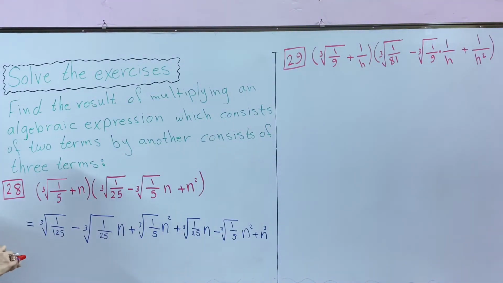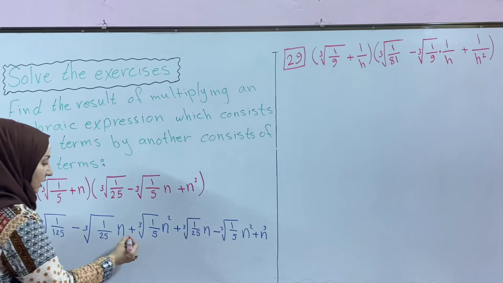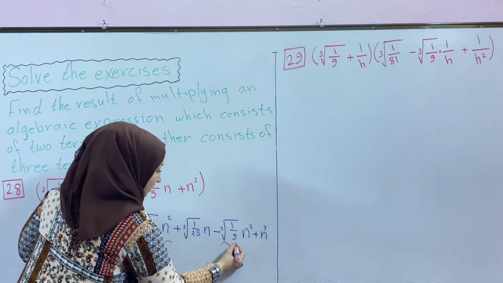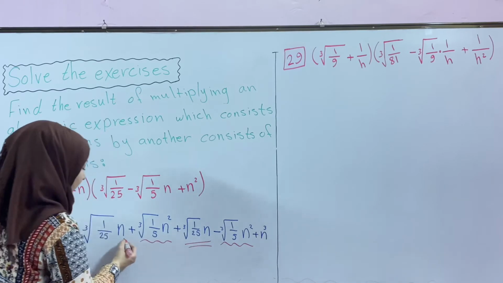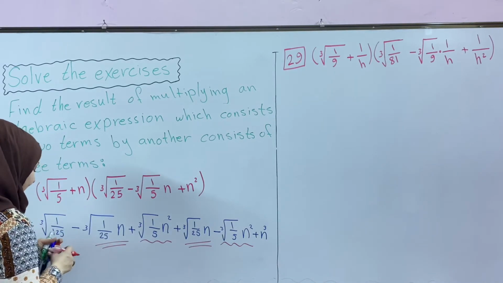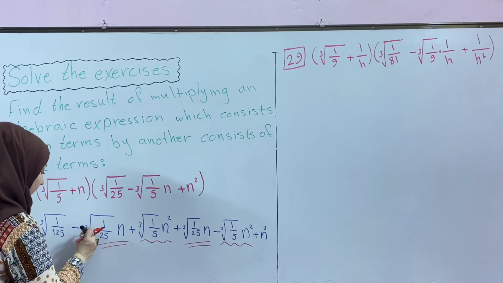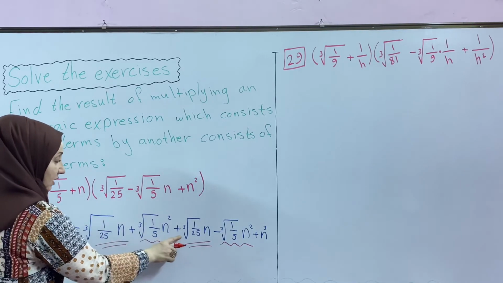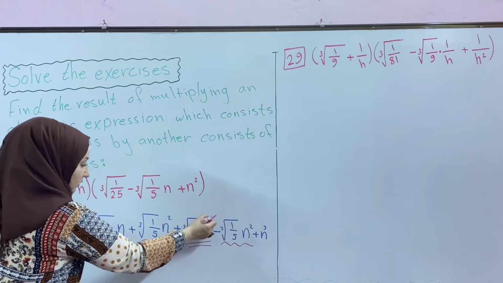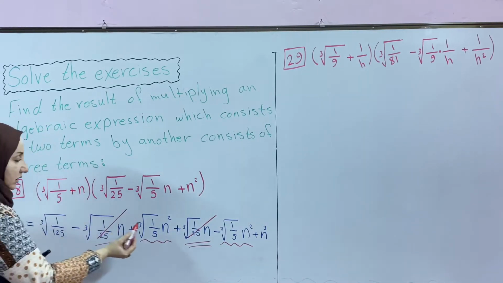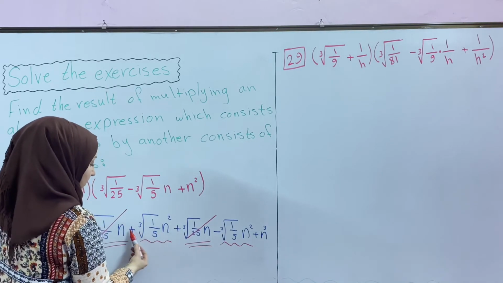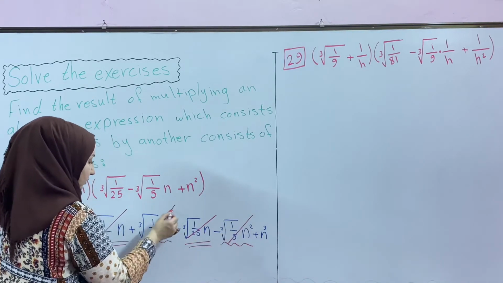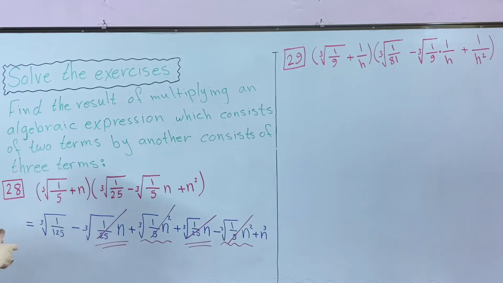And now we can simplify. We will take n squared with n squared and n with n. We see that here we have negative cubic root of 1 on 25 n, and positive cubic root of 1 on 25 n. Here we have the same term, but here is positive and here is negative. That means we will get 0. And it's remained cubic root of 1 on 125.